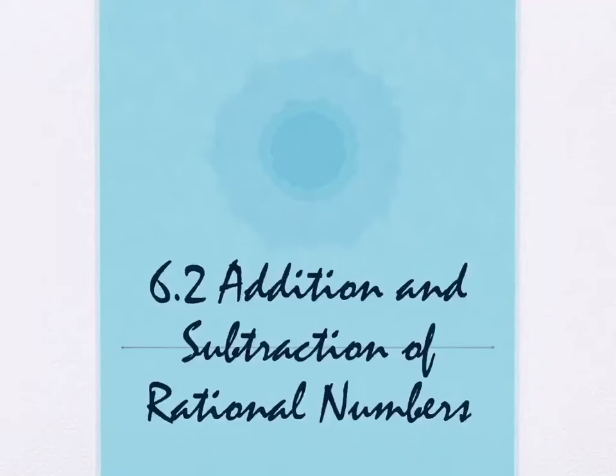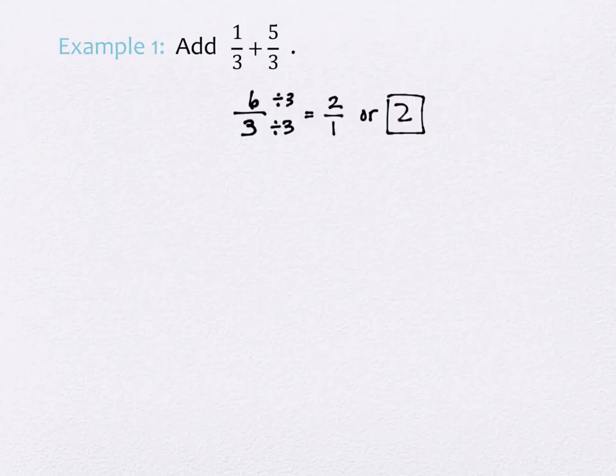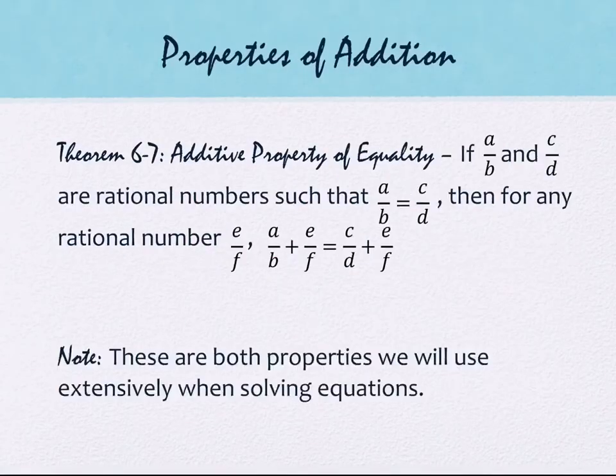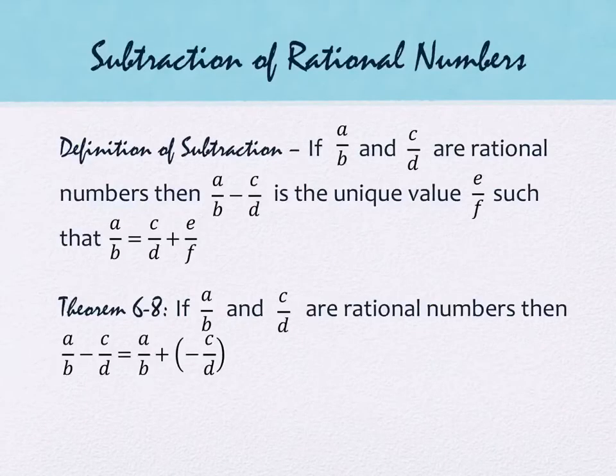We started section 6.2, addition and subtraction of rational numbers, last time. We finished the addition section and we are taking a look, starting with the definition of subtraction today. Now there's an earlier definition of subtraction in chapter 3, so if you have had number theory, you have seen a version of this before.